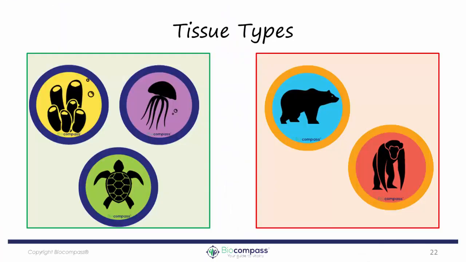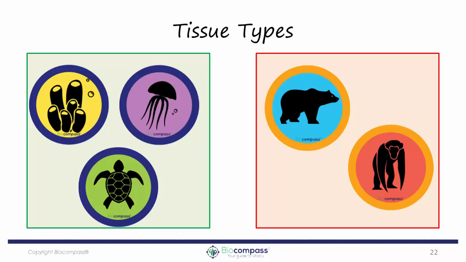We have 5 different tissue types, and each tissue type reacts differently. We have 2 main groups, old groups and new groups. The old group of tissue you can recognize with the blue border, and the new tissue groups you can recognize with the orange border. So in the old groups, we have the sponge tissue, the jellyfish tissue, and the turtle tissue. And in the new tissue types, we have the bear tissue and the chimp tissue.